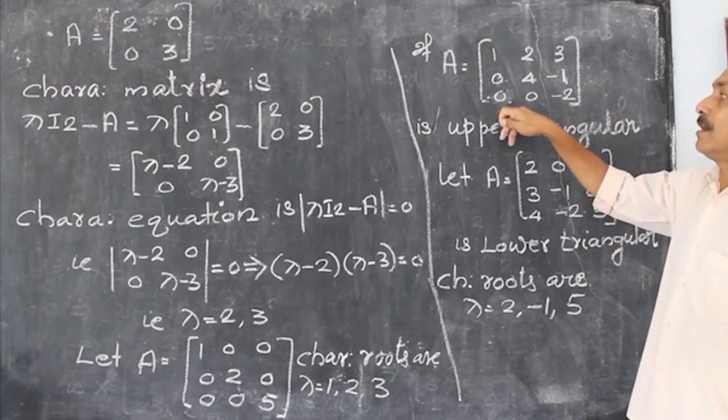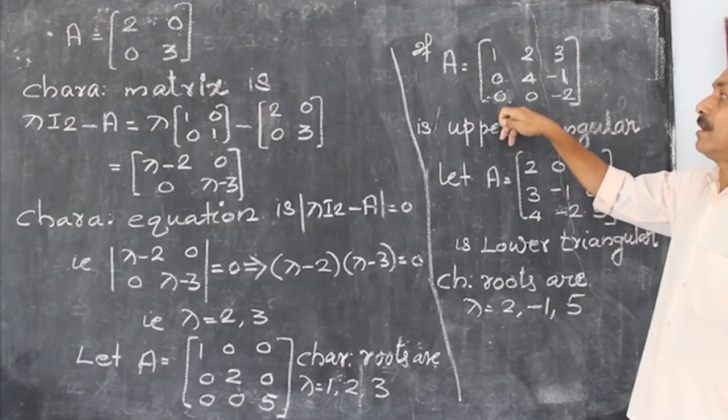Similarly, consider this one. Here all the elements above the diagonal are zeros. The diagonal elements are not zero, and the elements above are zeros. Then this is a lower triangular matrix. This is upper triangular, this is lower triangular.